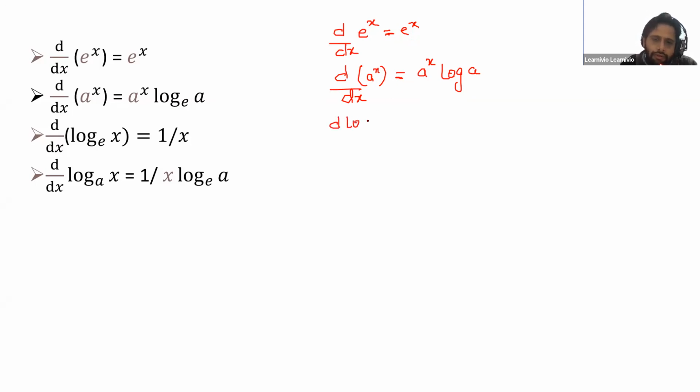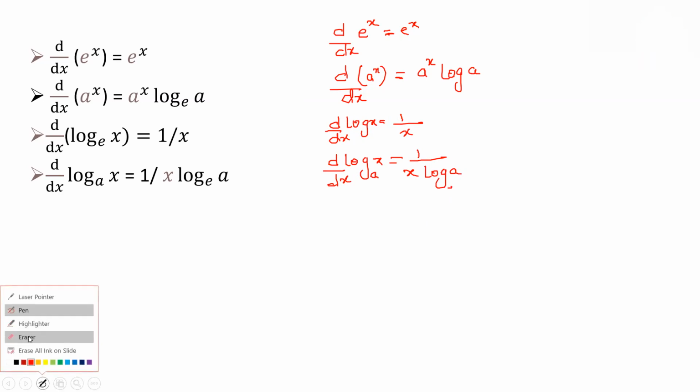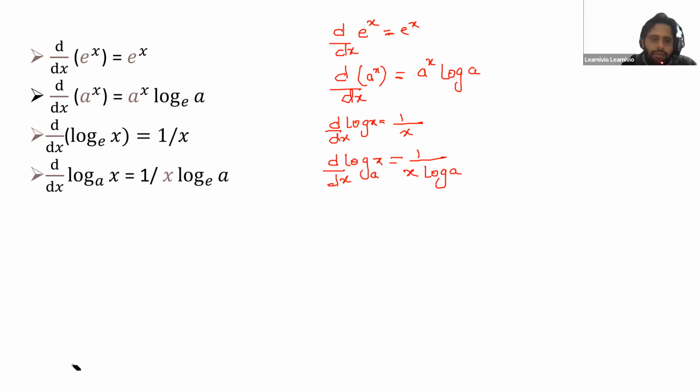Now similarly, if we have log x, then the derivative formula is 1 by x. Here no base is given, so this is a natural log. Now suppose the base is given, but it is not e, not a natural log, then the derivative will become 1 by x, as here, and after that you need to write log a. No base is there, so that means this is a natural log. These four properties are clear? Yes, sir. Okay, very good, Krishna. Please note this down, and then we will again continue our questions.